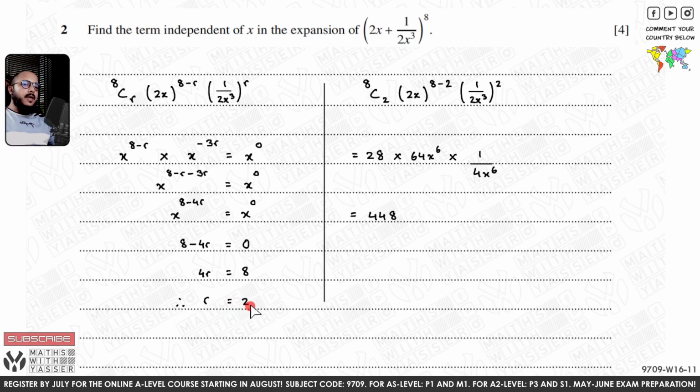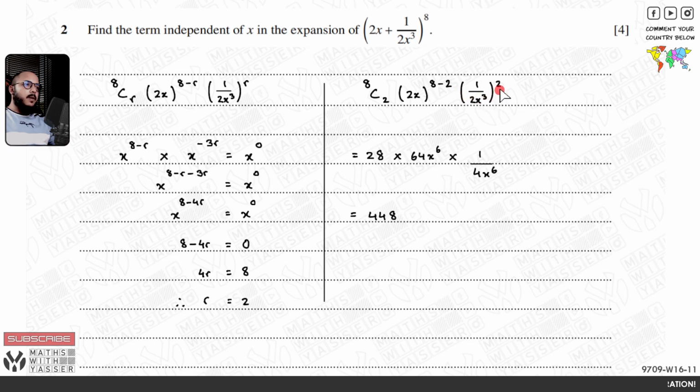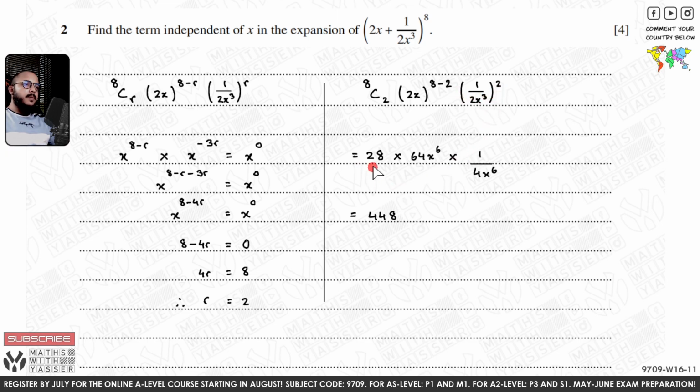So now we know the value of r, which we can simply substitute into this formula to get the term which is independent of x. So 8C2 times (2x) to the power 8 minus 2 times (1 over 2x cubed) whole to the power 2. So it will be 28 times 64x to the power 6 times 1 over 4x to the power 6. And as you can see that x to the power 6 and x to the power 6 cancel out, and we are left with the term which is independent of x, which is 448.